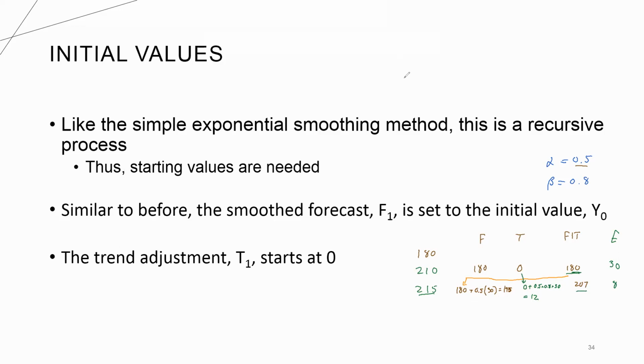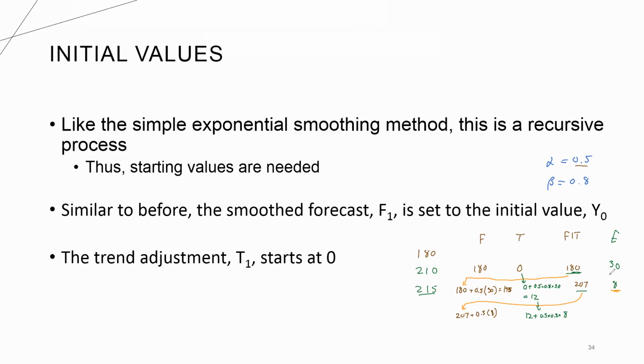So we can use this FIT and the new error to get the new prediction, right? So 207 plus 0.5 times 8. And then we can get the new trend, and we can continue and continue and continue. The new trend is going to look like 12 plus 0.5 times 0.8 times 8. And we're going to get the new trend adjustment. And then we add them together to get the new FIT, and we repeat forever.